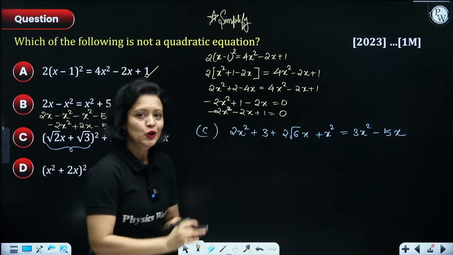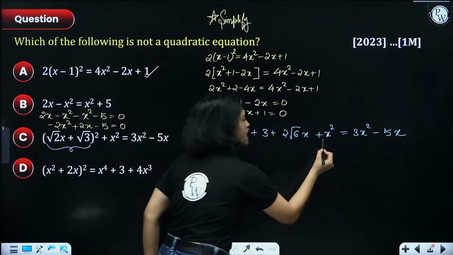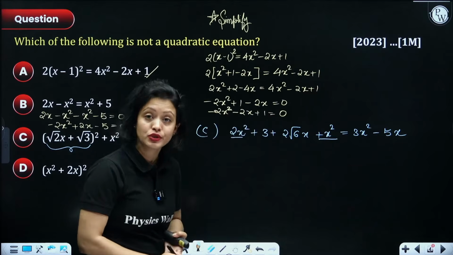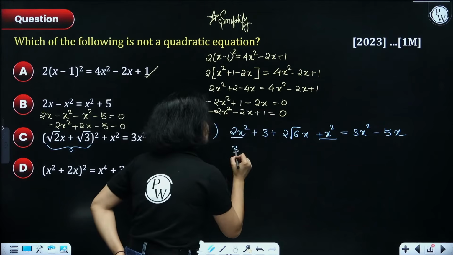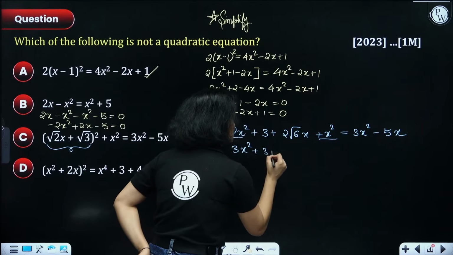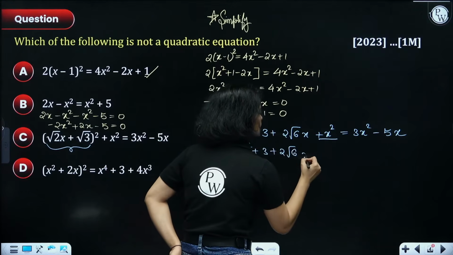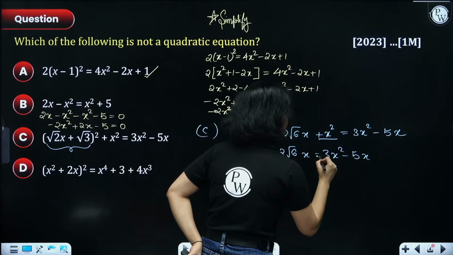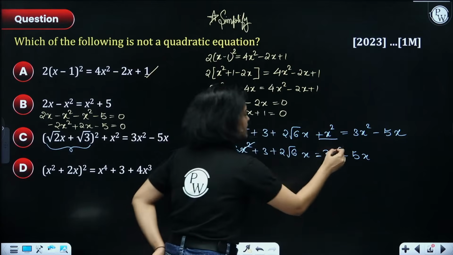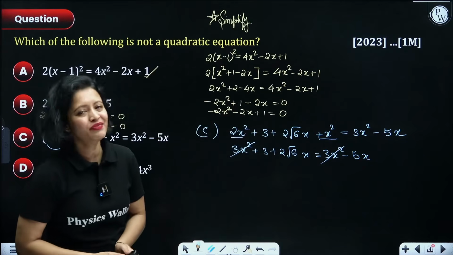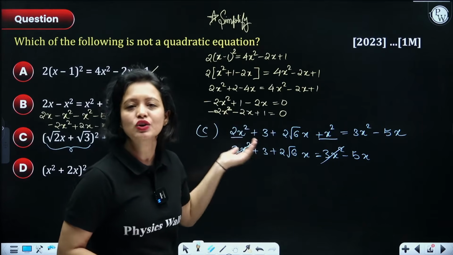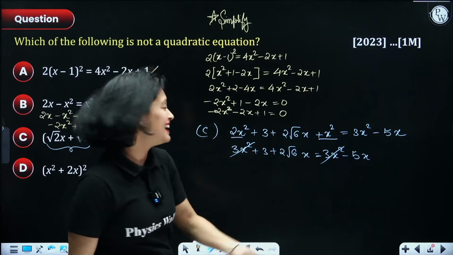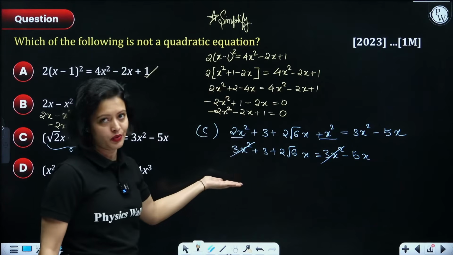Now, look at what is happening here. 2x square plus x square, you can add these like terms. Please make sure that you're adding all the like terms together and simplifying. You will get 3x square plus 3 plus 2 root 6x is equal to 3x square minus 5x. The good thing you can see here is that 3x square and 3x square get cancelled. Whatever this equation is, it's not a quadratic equation because you no longer have a variable with power 2 in it. It becomes a linear equation.